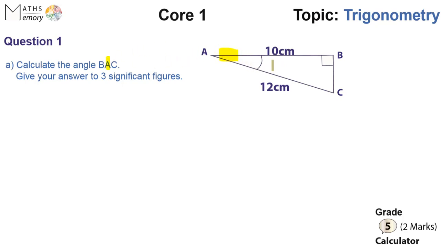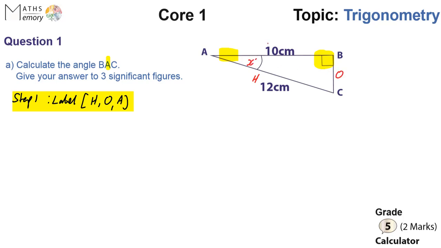Now this is definitely trigonometry because we have a right angle over here and there's an angle involved. That makes us think trigonometry. So let's apply the 3 steps straight away. Step 1, let's label this. Always do H first. H for hypotenuse, O for opposite, A for adjacent, in that order. So H opposite the right angle, O opposite the angle given. Let's call this X, by the way, and A is the last one over there.